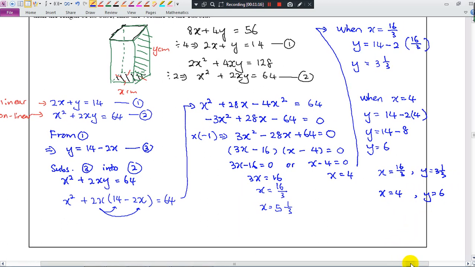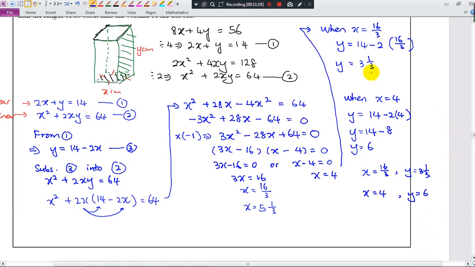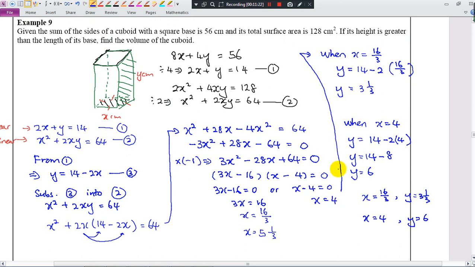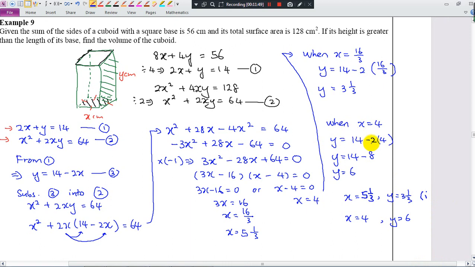So which pair is the answer that we are looking for? The height is greater than the length of its base. y must be greater than x. So how about I change this one, 5, become 5 and 1 over 3, so it's easier for you to compare. Take these two and compare: y is less than x. No, this is not the pair that we want. Ignore, or we say not accepted, or rejected.